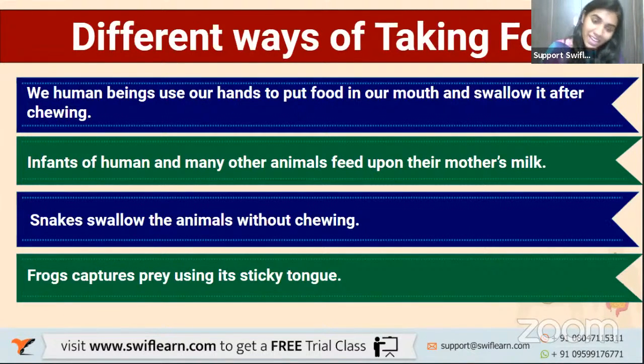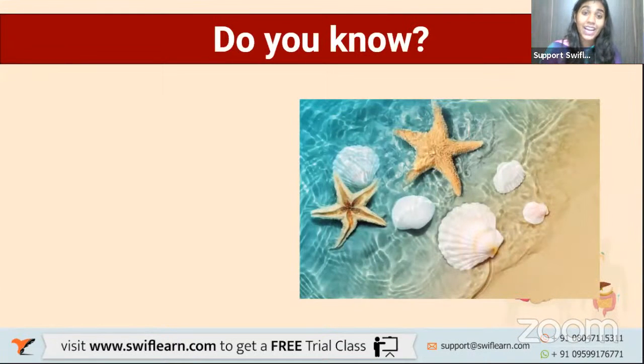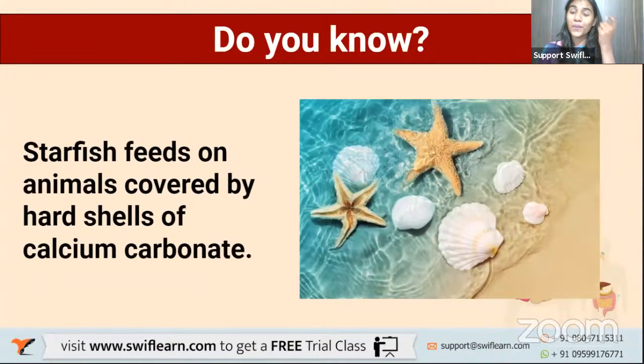A small note: starfish feed on animals that are covered by hard shells of calcium carbonate. All of you know shells, right? These shells are hard, and they are made up of calcium carbonate. Starfish feed on these animals that are covered with hard shells of calcium carbonate. That is a small point.